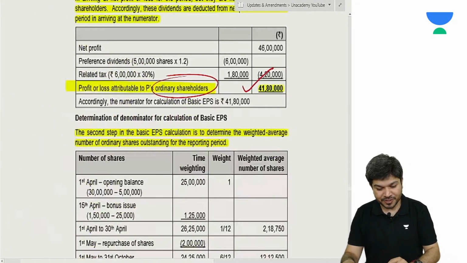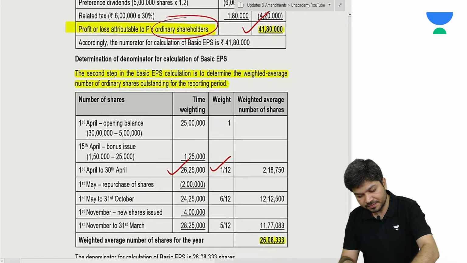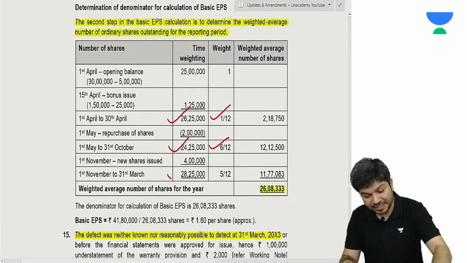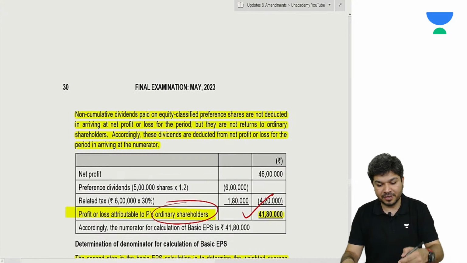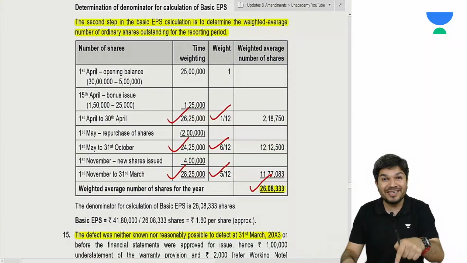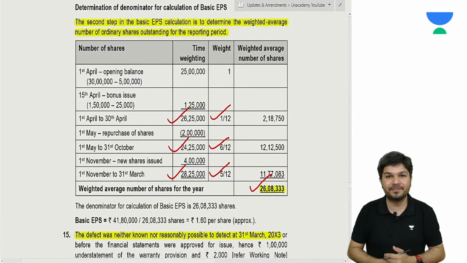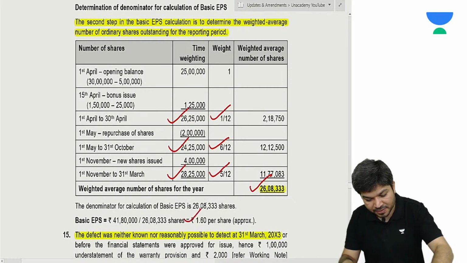Okay, so check the solution. 26 lakh 25,000 for 1 month, 24 lakh 25 for 6 months, 28 lakh 25 for 5 months. Weighted average number of shares is 26,08,333. So you have the profit attributable to ordinary shareholders and the weighted average number of equity shares. Can you find out the basic EPS? Basic EPS is coming as 1.6.